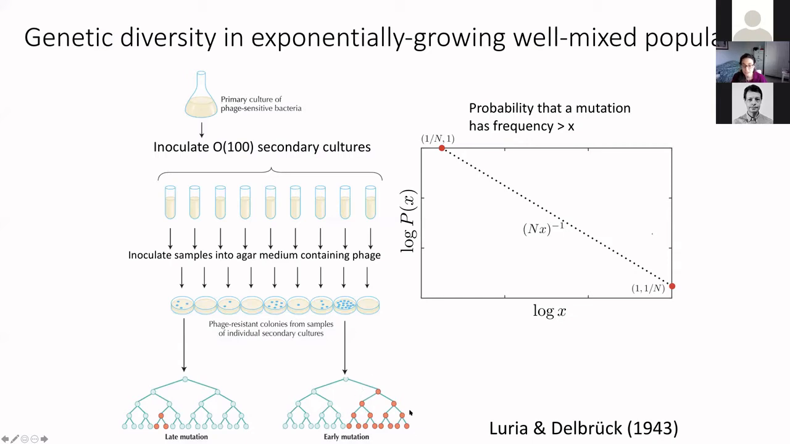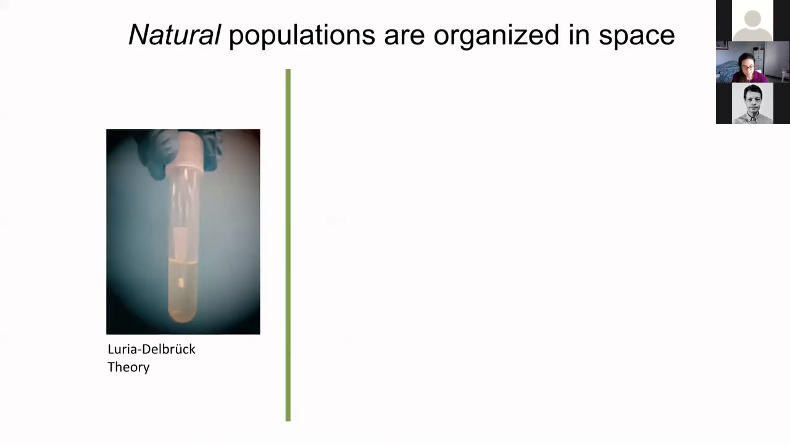And this was the explanation of the presence of these jackpot events. So as I said at the beginning, this is the work by Luria and Delbrück and their distribution is really good to understand well-mixed populations.